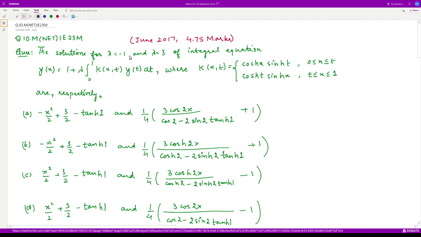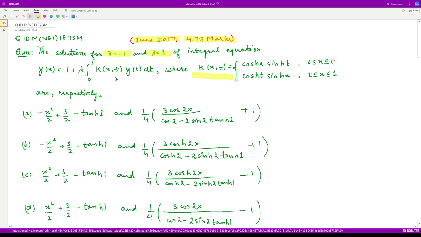In this video, we shall see a question from June 2017 consisting of 4.75 marks. The question is, the solutions for lambda equal to -1 and lambda equal to 3 of the integral equation. This is the given integral equation and the interval is from 0 to 1, that is, x lies between 0 and 1, where the kernel is defined like this.